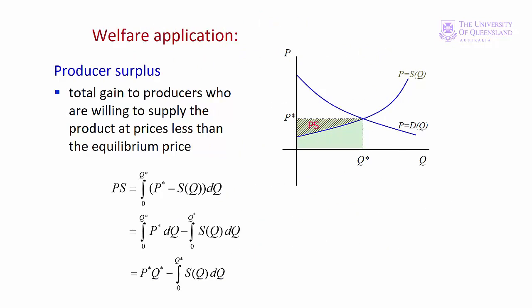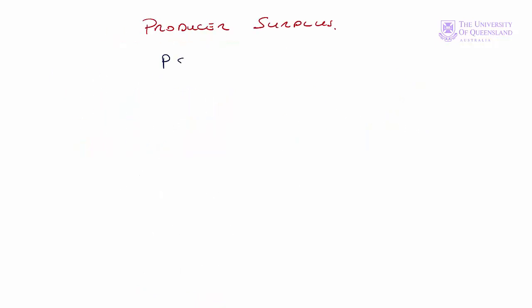Recall producer surplus is the shaded area here. In this case we start with the green rectangle, P star times Q star, and then we subtract the area under the supply curve. That's the integral from 0 to Q star of S of Q. And then what we're left with is the shaded area. Producer surplus is equal to the equilibrium price times the equilibrium quantity minus the integral of the inverse supply function, S of Q dQ, evaluated from 0 to Q star.